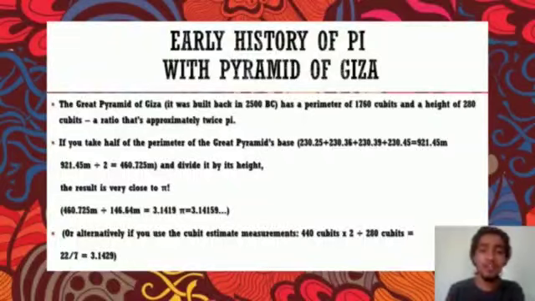The Great Pyramid of Giza was built in 2500 BC. It has a perimeter of 1760 cubits and a height of 280 cubits, which has a ratio approximately equal to pi. If you take half of the perimeter of the Great Pyramid's base and divide it by its height, we get a ratio which is approximately pi.